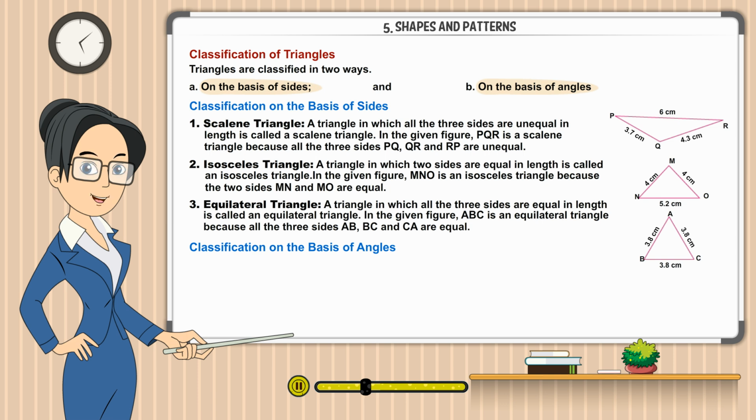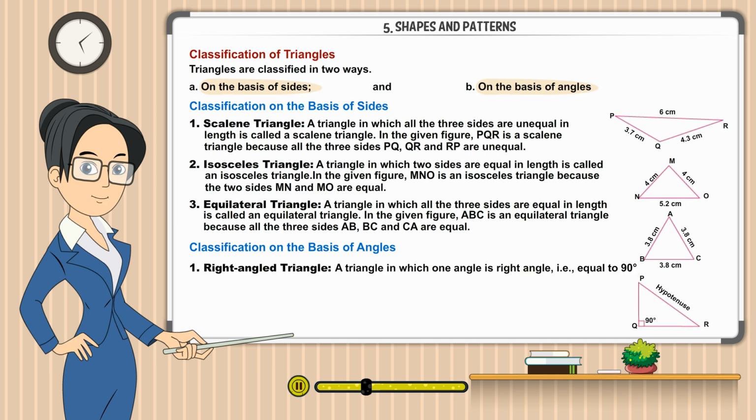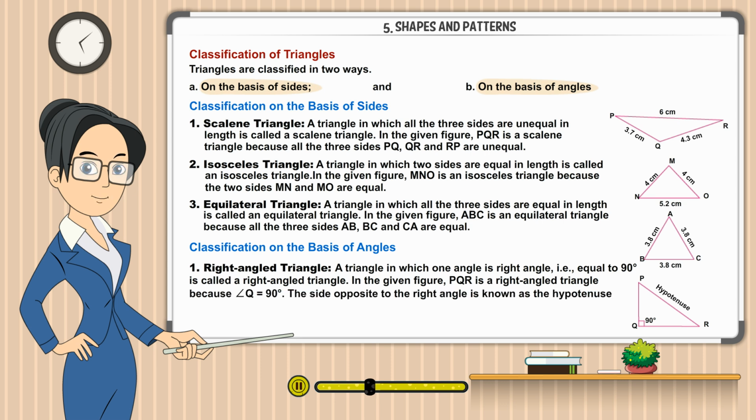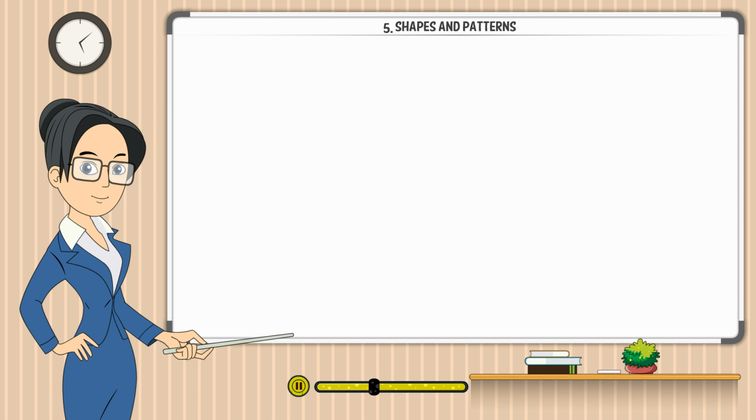Classification on the basis of angles. Right-angled triangle. A triangle in which one angle is a right angle, that is equal to 90 degrees, is called a right-angled triangle. In the given figure, PQR is a right-angled triangle because angle Q is equal to 90 degrees. The side opposite to the right angle is known as the hypotenuse of the triangle, and the other two sides are called the legs of the triangle. PR is the hypotenuse and PQ and QR are the legs.